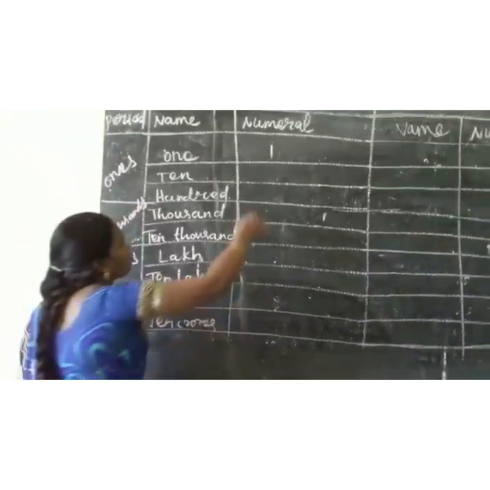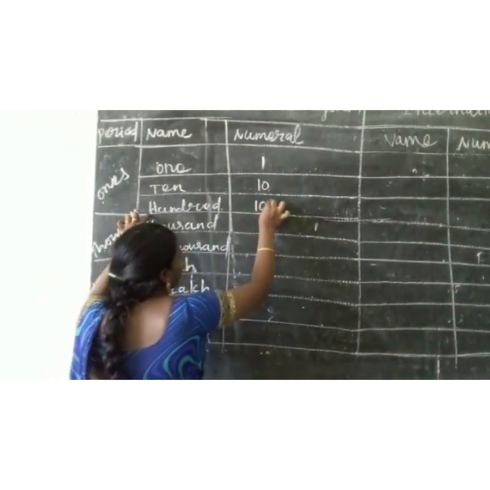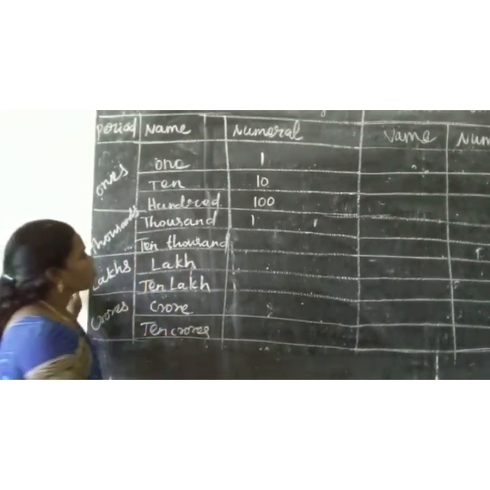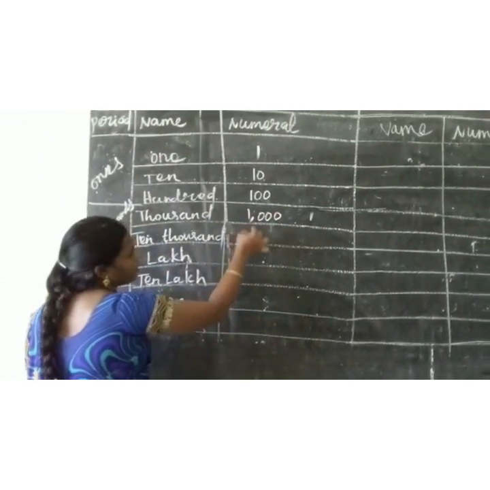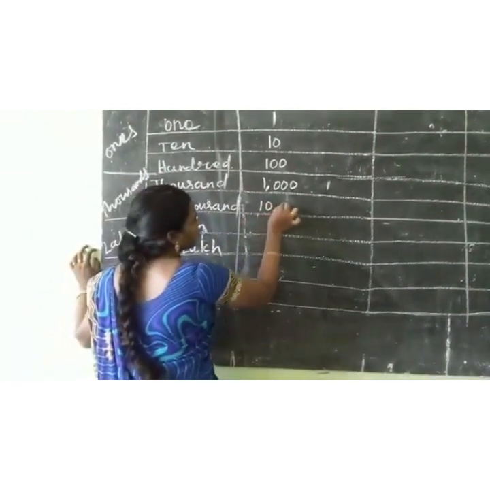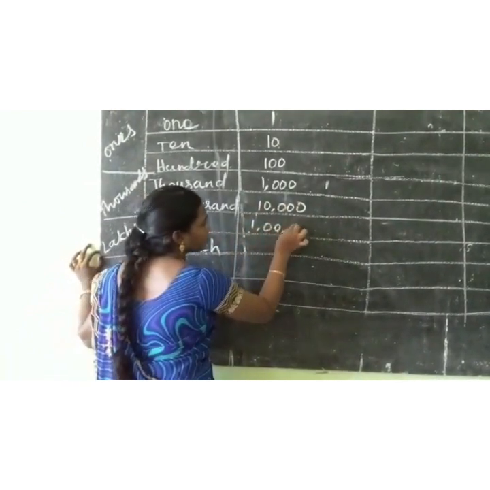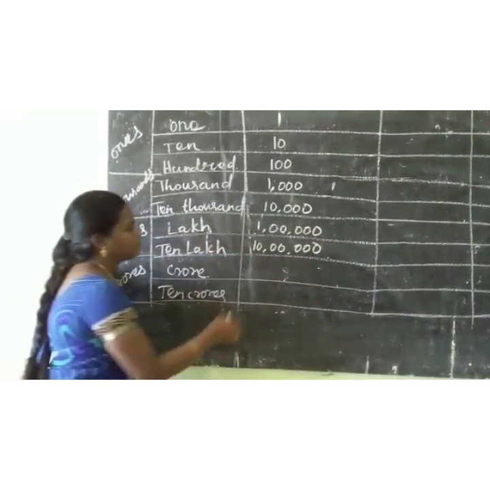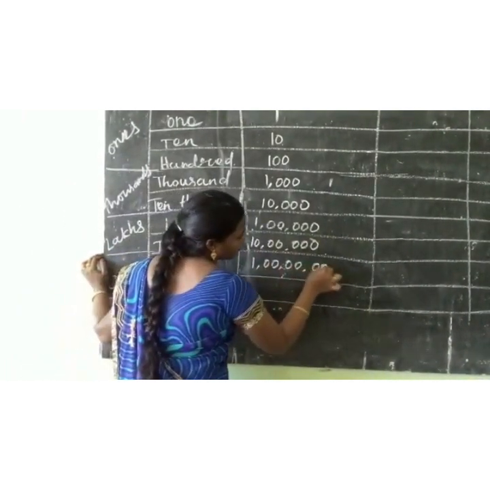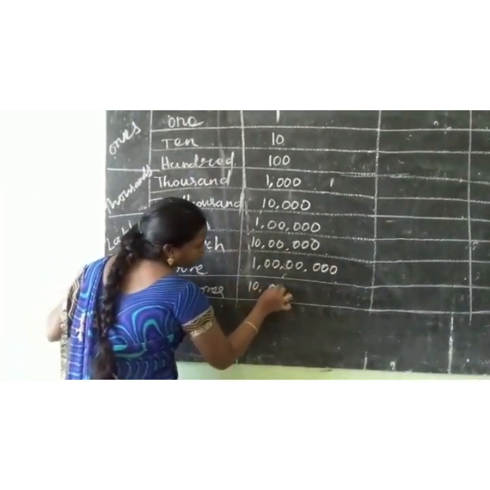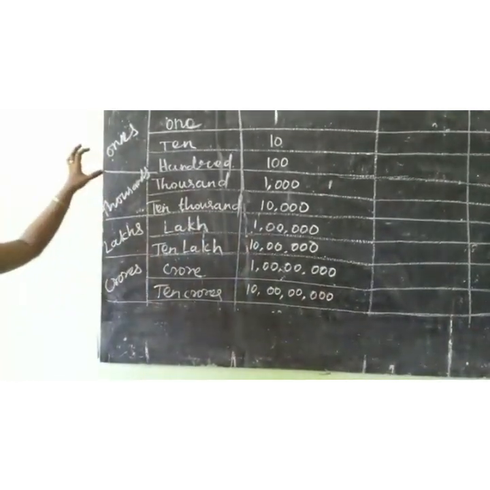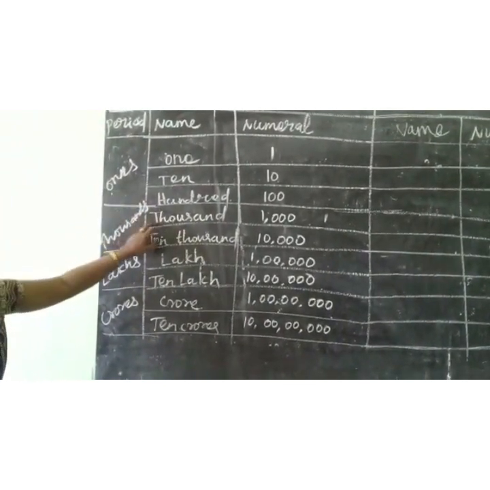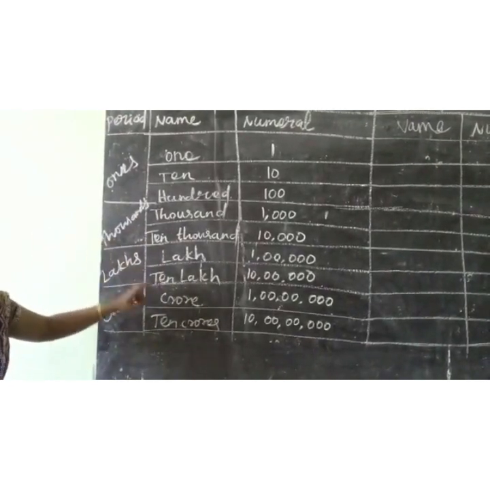Next, write the numerals: 1, 10, 100, 1000. In the Indian system, the commas go 3 digits, next 2 digits, next 2 digits. So 1000 gets the comma after 3 digits. Next 10,000, lakh, 10 lakh, crore, 10 crore. This is the Indian number system. Periods: 1, 10, 100 is the ones square; 1000, 10,000 is the thousand square; lakh, 10 lakh is the lakh square; crore, 10 crore is the crore square.